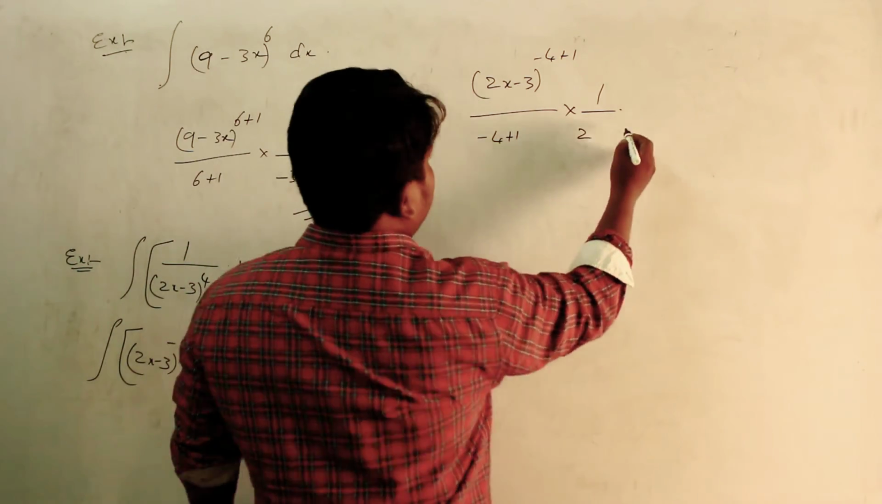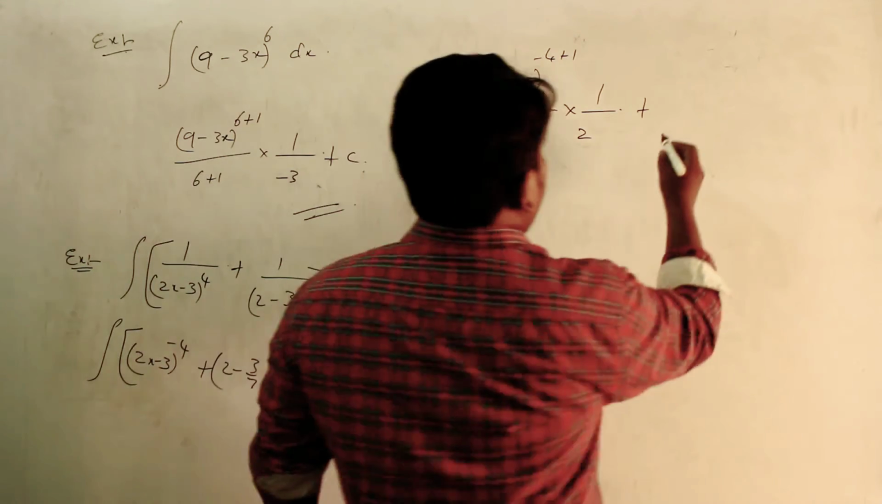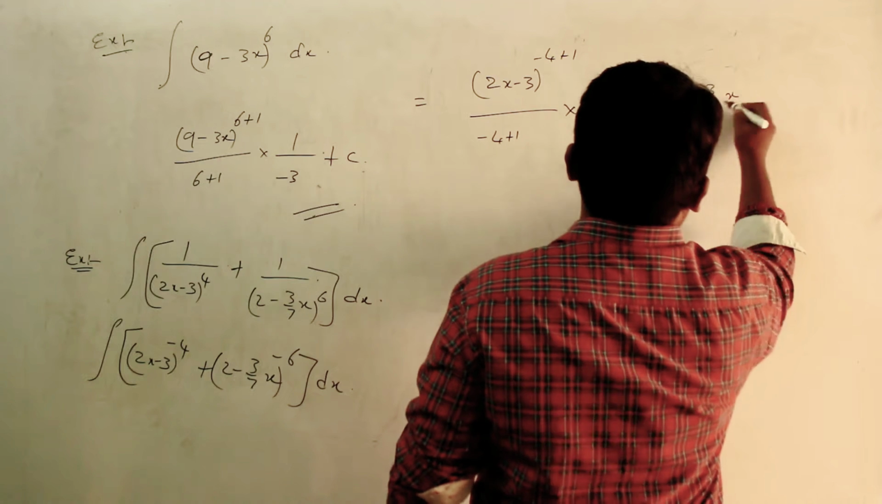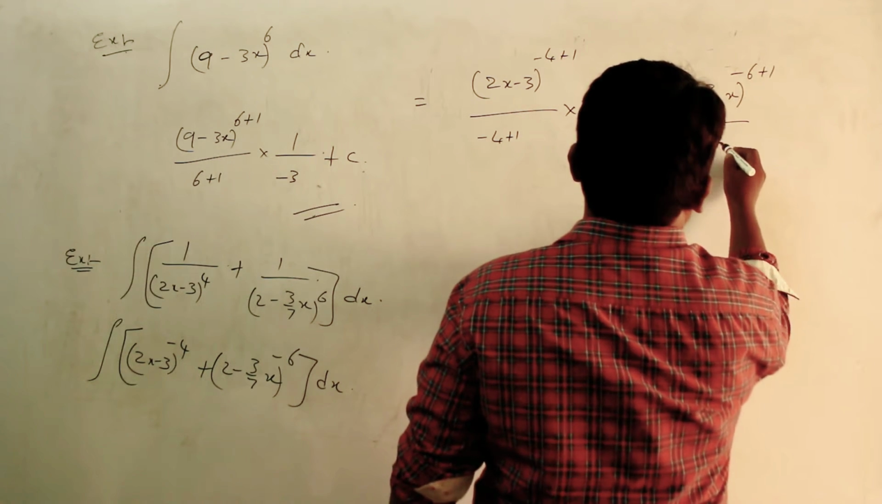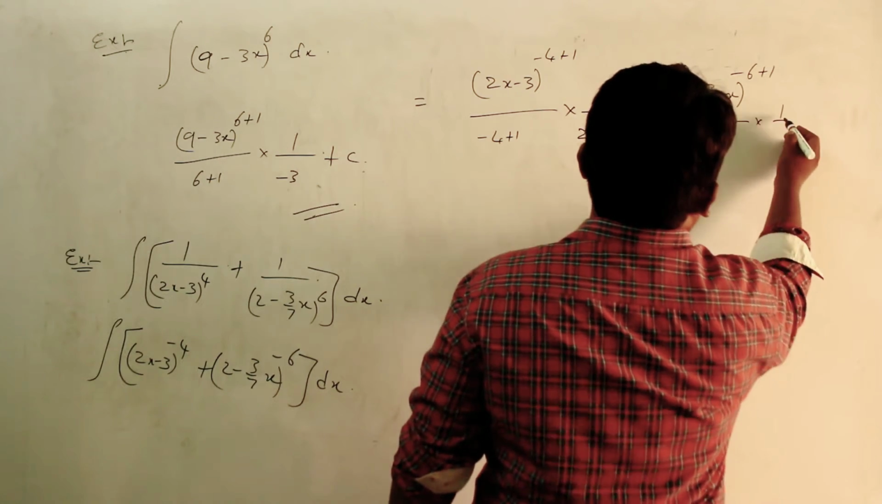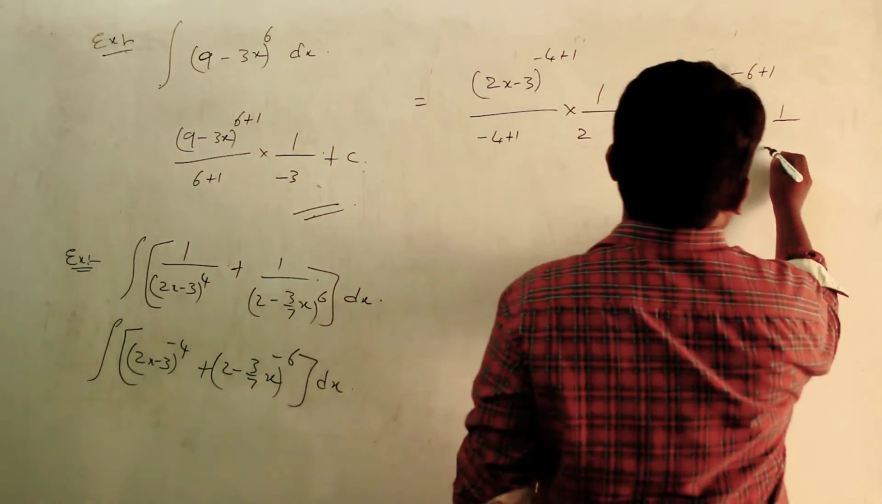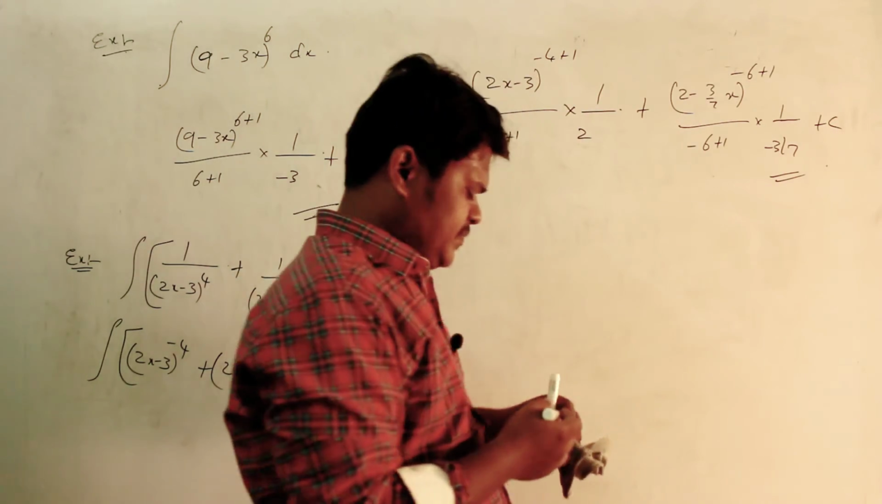So 2 plus, now let us see the second one. So (2 minus 3 by 7x) power minus 6 plus 1 divided by minus 6 plus 1, into 1 by, here the coefficient of x is minus 3 by 7. So minus 3 by 7 plus c, this is our answer.